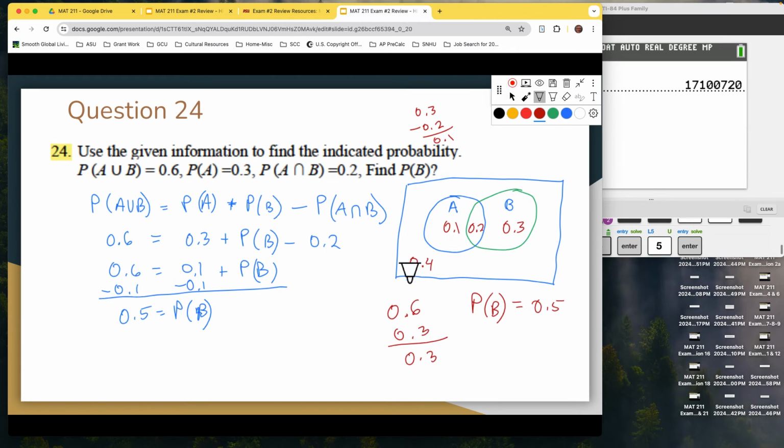So the Venn diagram is sometimes very helpful for coming up with other things. Sometimes we call this S the sample space, right? And this is event A, event B. But it's got all the pieces together for us if we do that. Or we can use the formula, equation. All right, that's 24.